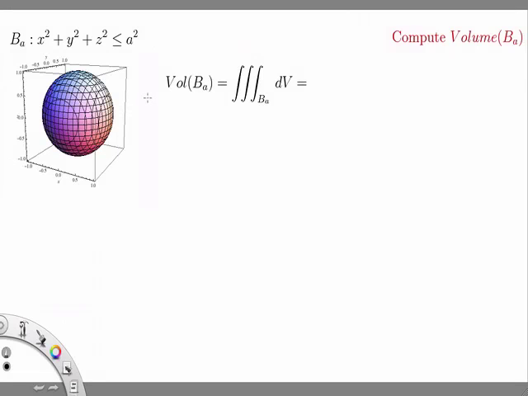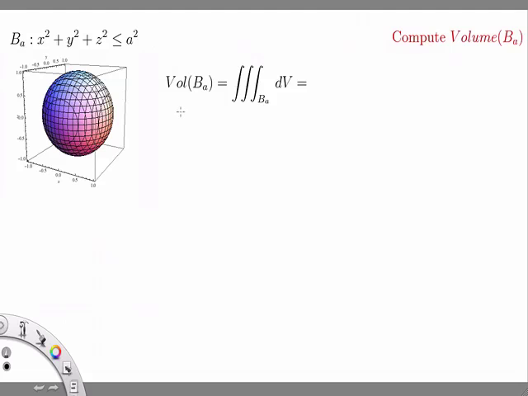Let's go through an example of calculating a triple integral using spherical coordinates. Now the problem is to compute the volume of a ball of radius a. In rectangular coordinates, B_a is given by x squared plus y squared plus z squared is less than or equal to a squared. So the boundary surface is this sphere of radius a that we see here. And we want to compute the volume of everything that's inside that sphere.